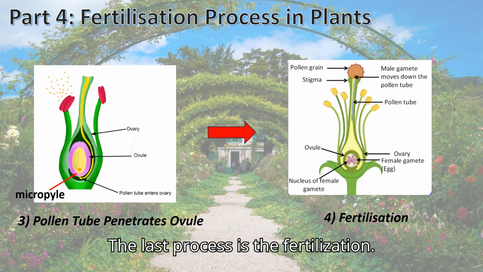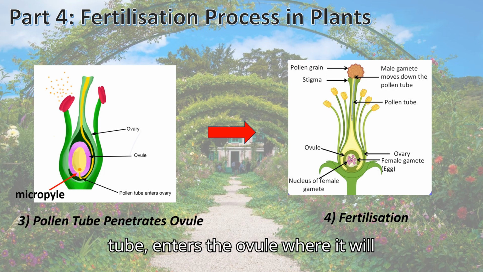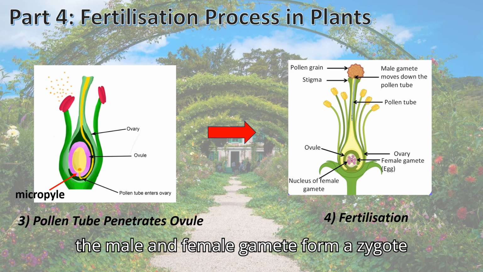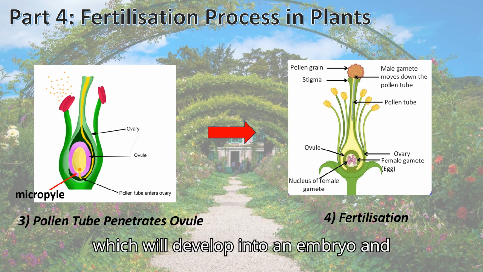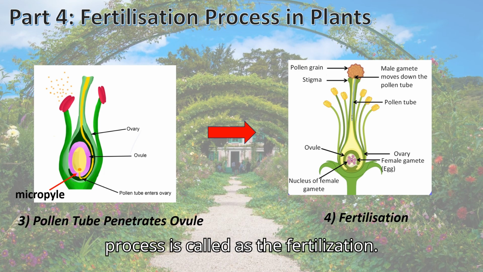The last process is the fertilization. The sperm cell travels through the pollen tube, enters the ovule where it will fuse with the egg cell. The fusion of the male and female gamete forms a zygote which will develop into an embryo and eventually grow into a new plant. This process is called as the fertilization.